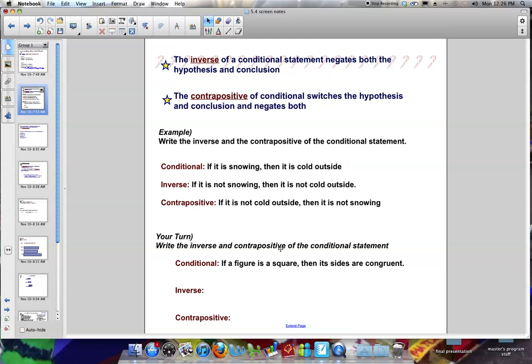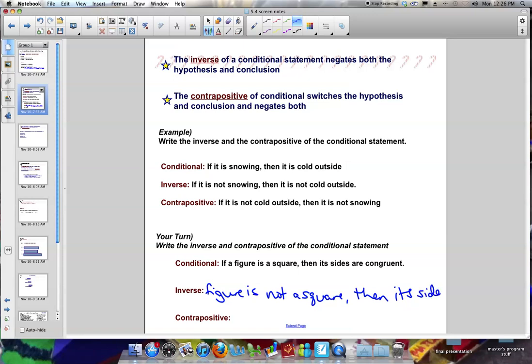Okay, let's try with this one. If a figure is a square, then its sides are congruent. The inverse would be to take the negation of the hypothesis and the conclusion. So it would read, if the figure is not a square, then its sides are not congruent.